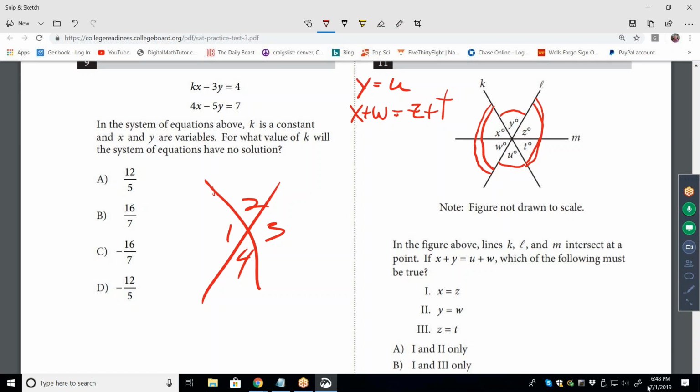Eliminate line L. Now you still have angle x and angle t, right? The only thing you have is you have that and you have that. That's m. That's k. Oh, that's x. That's t. Are they equal? Yeah, they are. They're vertical angles. So x equals t. Okay.